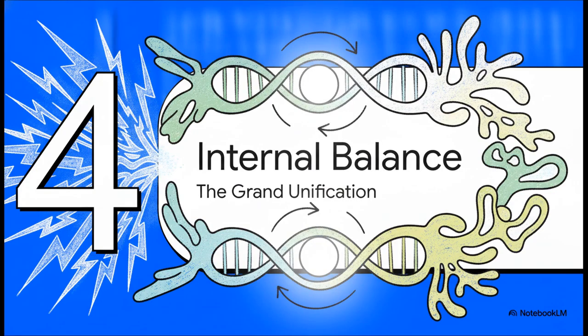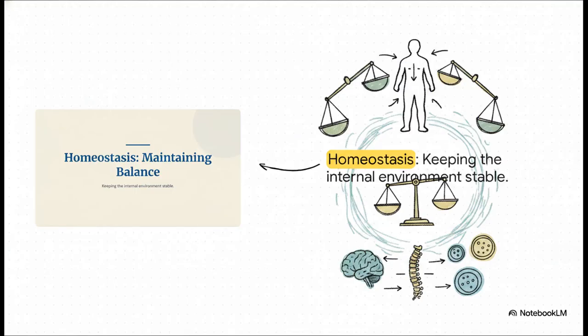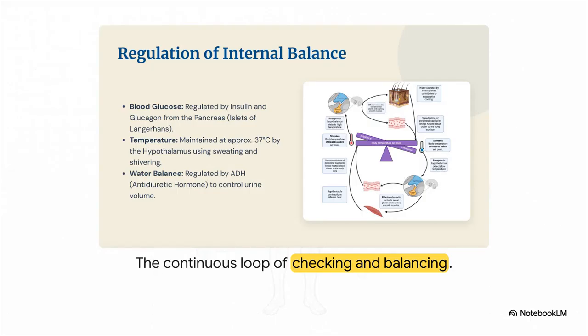Section 4. Maintaining internal balance, the grand unification. So that grand unification we just mentioned actually has a name: homeostasis. It's defined simply but powerfully as keeping the internal environment stable. Homeostasis is literally the ultimate objective of all that coordination we've been talking about today. It's all about keeping things perfectly, predictably balanced inside your body, no matter how much constant external chaos is going on around you. This regulation of internal balance is this amazing continuous loop of checking and balancing.